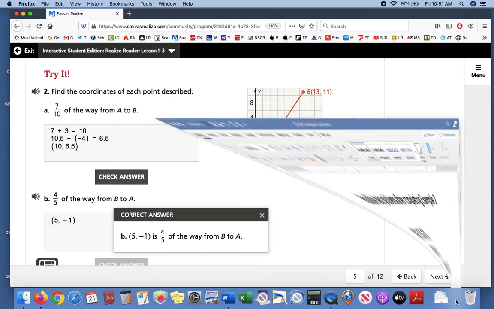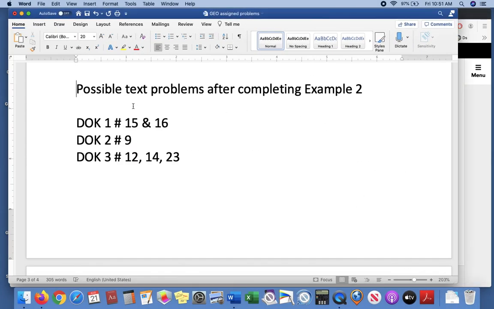Now you should be able to do the following problems: 15, 16, 9, 12, 14, and 23.